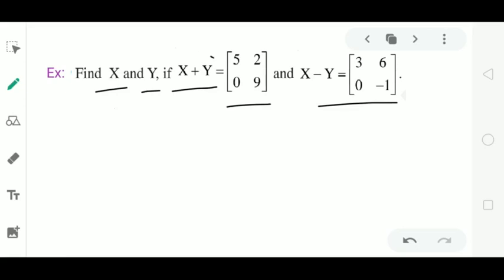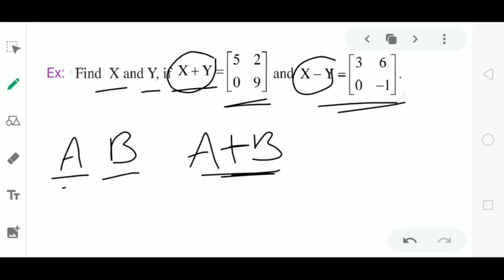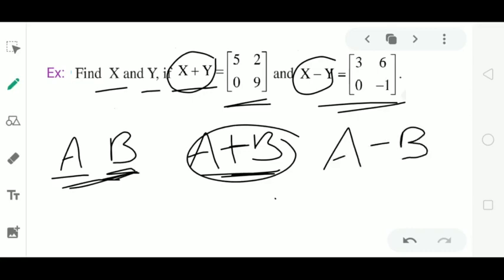Observe here, X plus Y is one matrix, X minus Y is another matrix. We already know that if A and B are two matrices, then A plus B is also a matrix which is obtained by adding the corresponding elements of matrices A and B. Now here, instead of A and B, they have given A plus B and A minus B. The question is to find the individual matrices A and B.